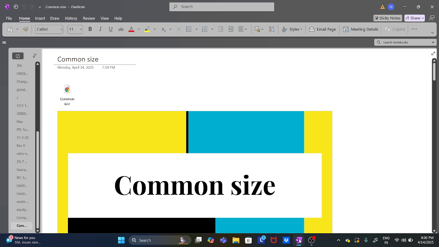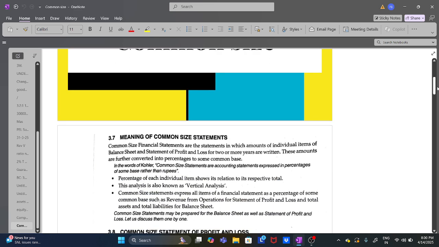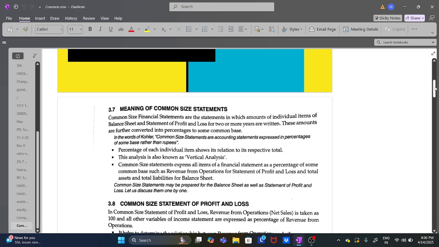Now we'll study common size. The previous session was based on comparative. First we watched comparative, then common size. Here also we are studying. There we were seeing the change in comparison to the previous year, putting it in percentage terms. But this is vertical analysis. Here everything is compared to one parameter.